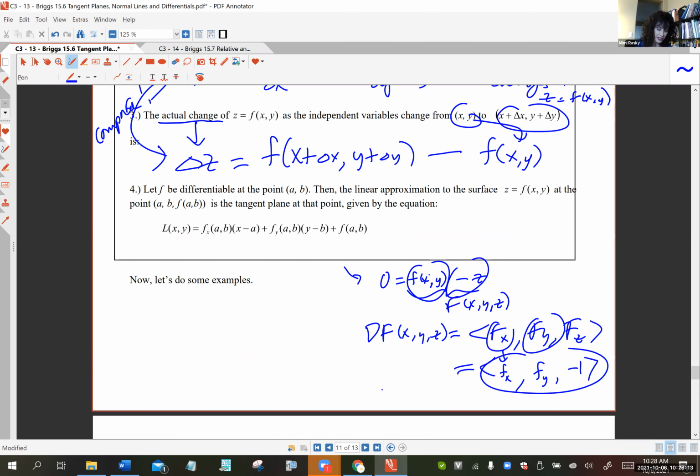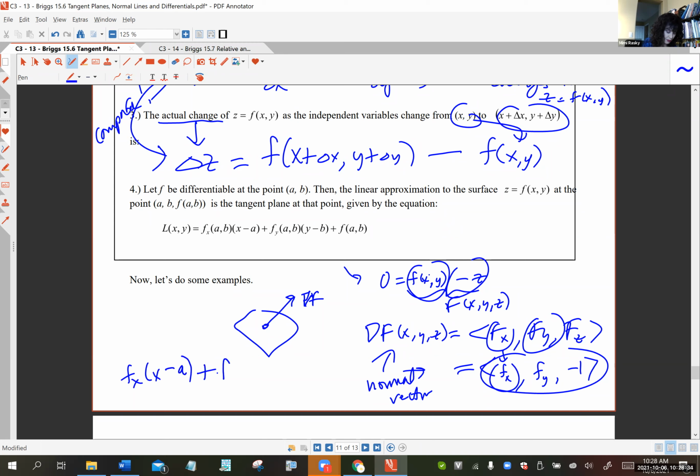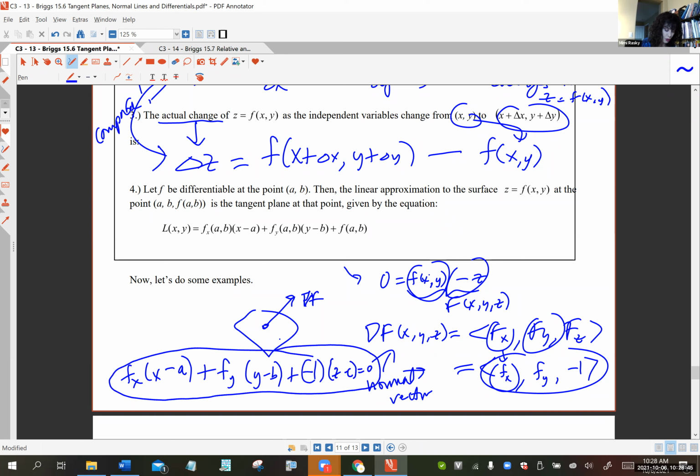And so this is the normal vector to your tangent plane. If you have your tangent plane like this, your gradient is punching out like that. That's your normal vector. And so what you do is you use these, once you plug in your point, of course. I'm being very cavalier with the notation. -1, z minus c equals 0. There's your standard form equation.